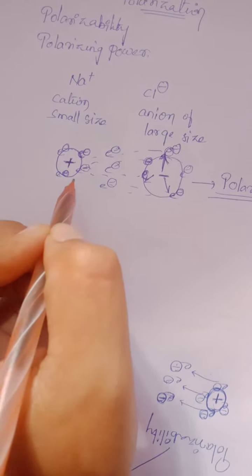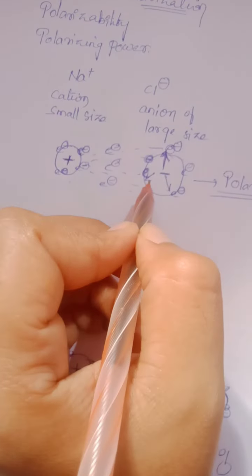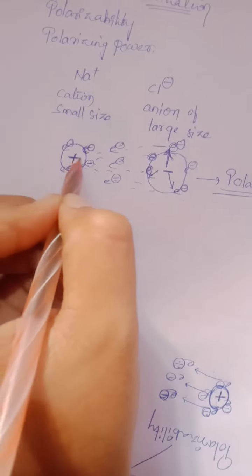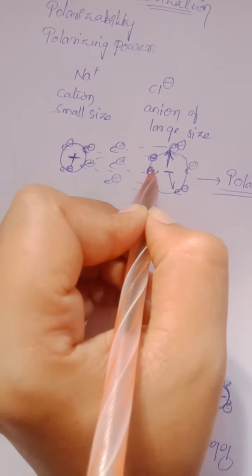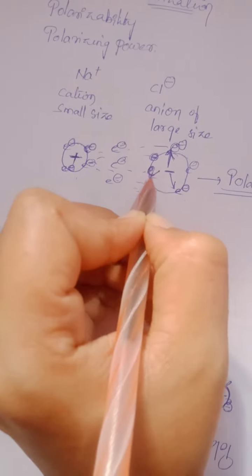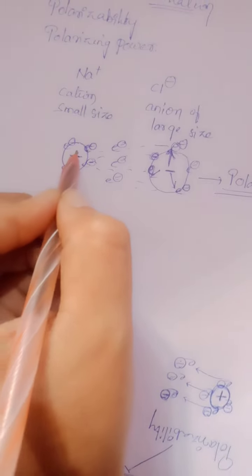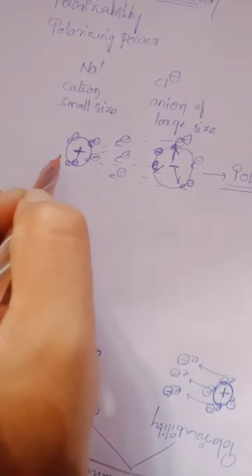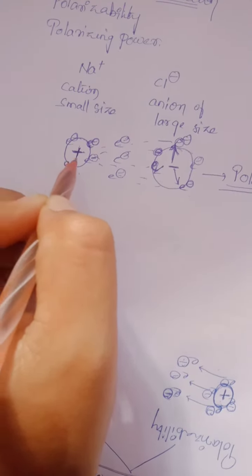The power of an ion to polarize or distort, the power of an ion to distort these electrons. This distortion of electrons takes place by the cation. This cation distorts or polarizes the anion. Now, the power of an ion to polarize or distort the other ion is known as polarizing power.